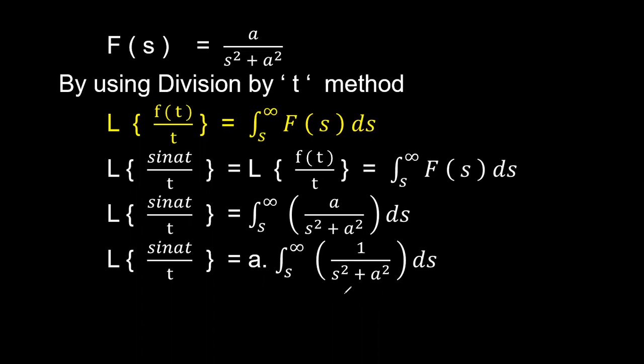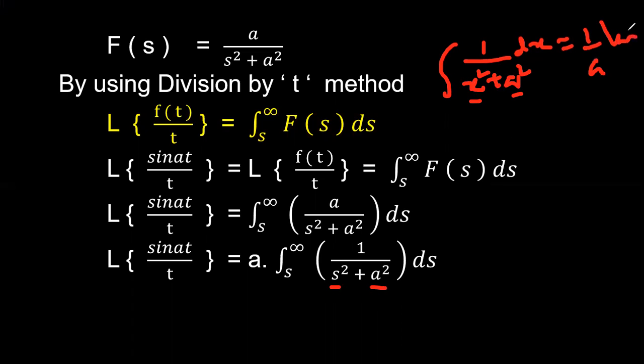If you see carefully, this integral function is the same as the integration of 1 by x square plus a square into dx. In place of x we have s, and in place of a square we have a square only. It is of the form integration of 1 by x square plus a square, which is nothing but 1 by a tan inverse of x by a.